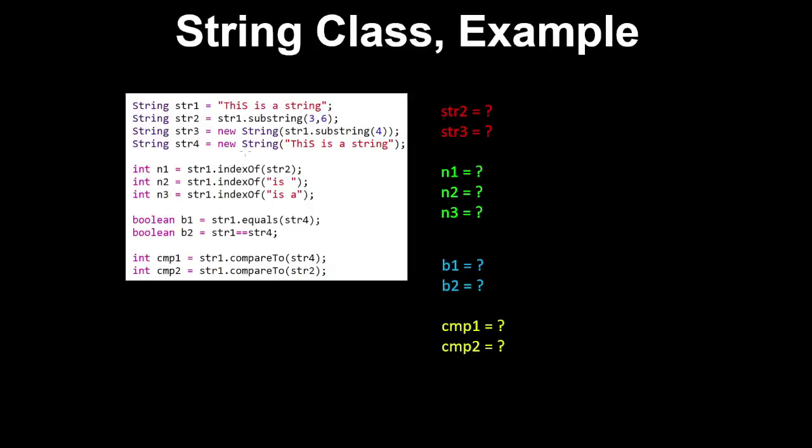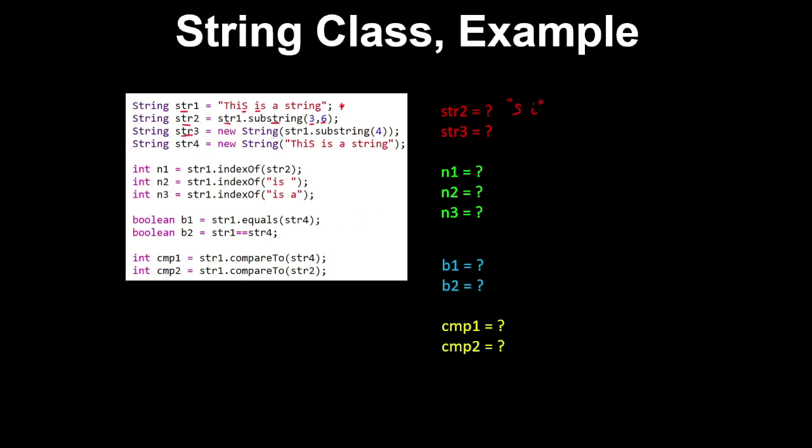Consider this example Java program, and let's figure out what's stored in these variables. So I have str1 being equal to "this is a string", and str2 is a substring of str1 from the character at index 3, so that will be 0, 1, 2, 3, which is s, up to index 6 minus 1, which is 5. So 3, 4, 5 would be "s i".